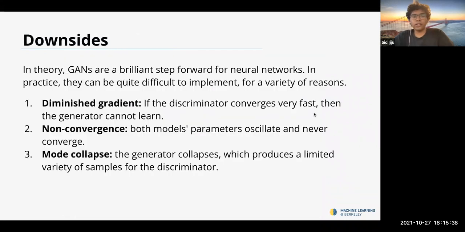All right, great. And so there are a couple downsides to GANs. In theory, they're a brilliant step forward for neural networks. However, in practice, like I just said, they can be quite difficult to implement for a lot of reasons. And so the first one is the diminished gradient problem. The idea is that you're starting off with a very bad generator and a very bad discriminator. But if the discriminator very quickly learns how to distinguish between what is real and what is false, then the generator won't be able to learn.